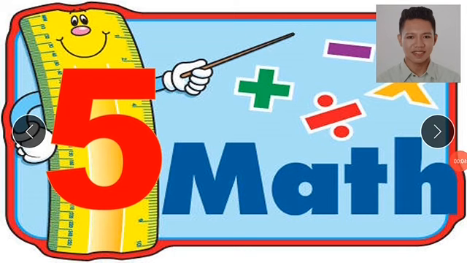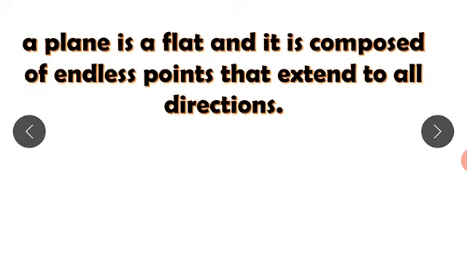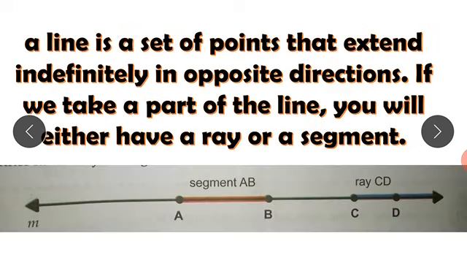Hello class, good morning. So today I will discuss understanding plane figures and congruent polygons that you can find on page 265 to 270. So a plane is flat and it is composed of endless points that extend in all directions. It means that it doesn't have height, it doesn't have thickness, okay? That is a plane. A line is a set of points that extends indefinitely in opposite directions.